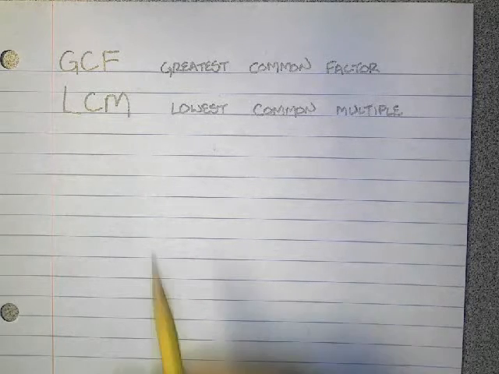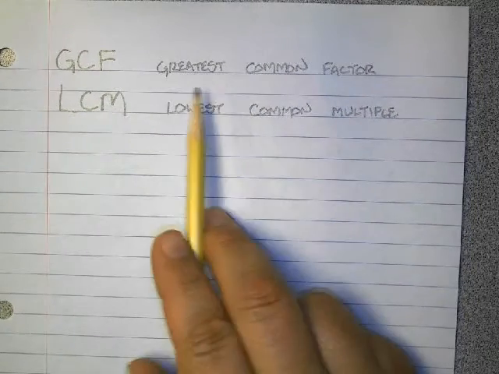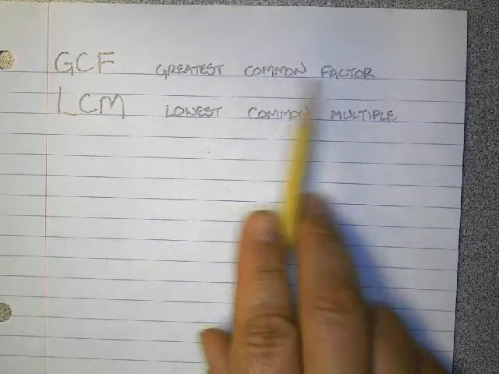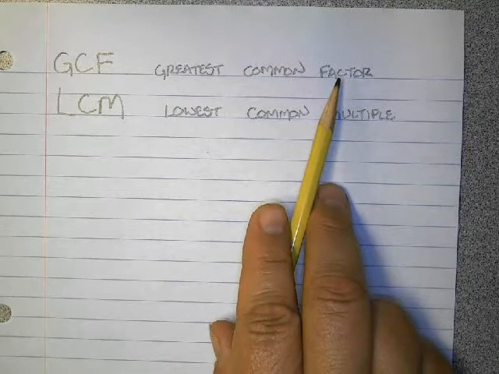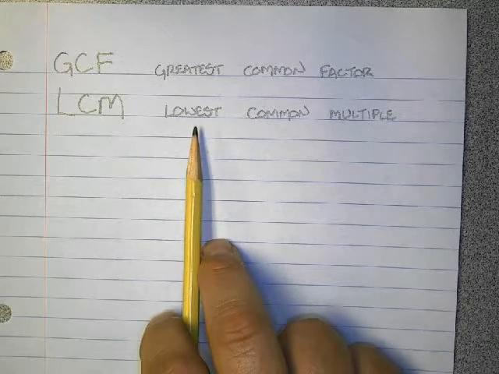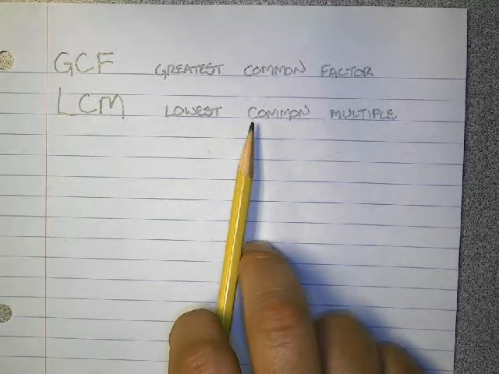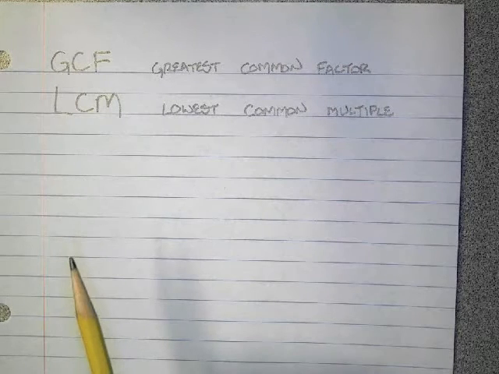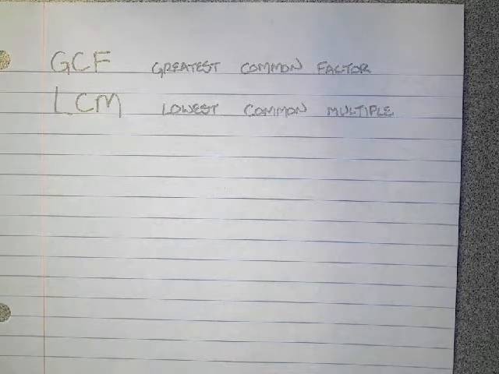So in this one, the greatest common factor, I refer to this as the largest number that can go into both of these. And then the least common multiple is going to be the first time these two numbers, if I were to skip count, the first time that they're going to meet up. So again, like always, let's just jump into some examples.